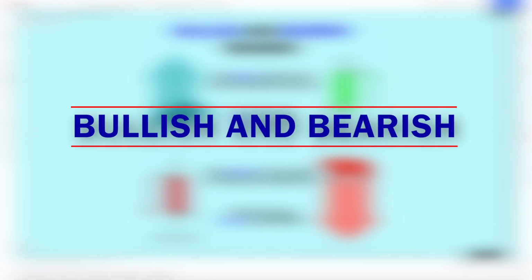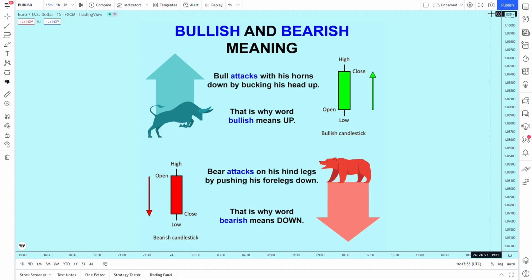Now, let's just quickly explain why we use the words bullish and bearish. What do they mean? Let's quickly imagine how bulls attack and how bears attack. A bull attacks with his horns down by bucking his head up. So that is why the word bullish means up. They bring their head up. And bears attack on their hind legs by pushing their forelegs down. And that is why the word bearish means down. Just by imagining these pictures, you can quickly realize that.